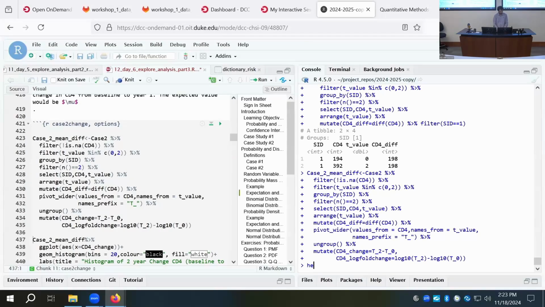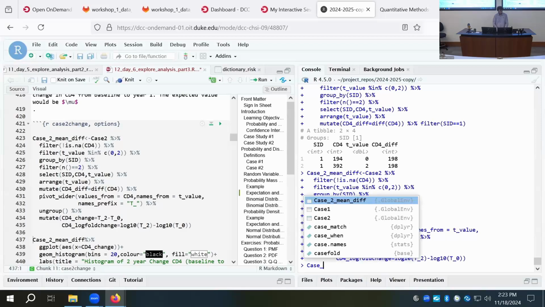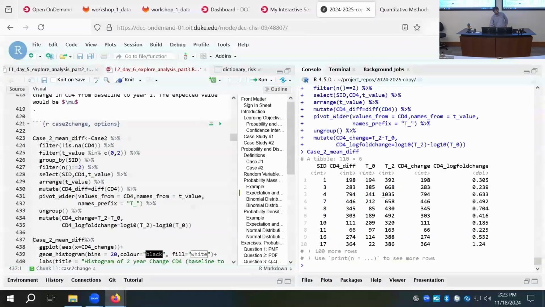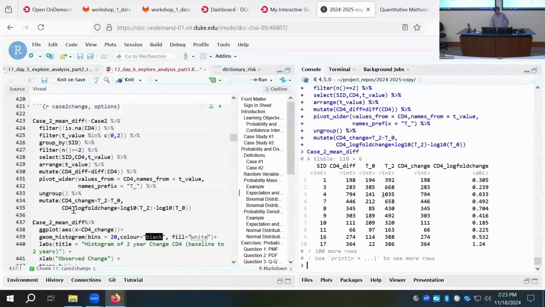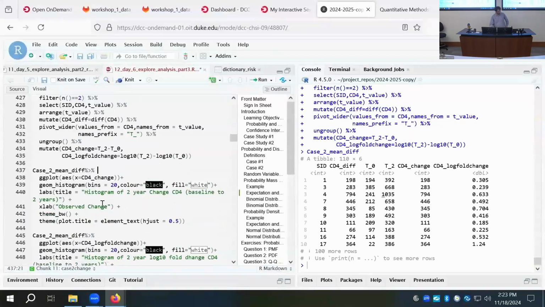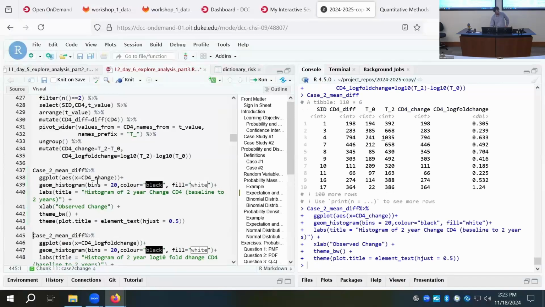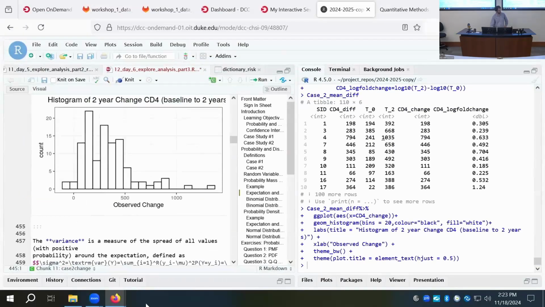So if we look at this, we basically have the difference, then we have the CD4 change, right? The same value, time point 0, time point 2. And then this shows the log fold change, which is sometimes of interest. Okay. And then we can do a histogram of that to see what the observed change looks like. And the idea is we can look at maybe the expectation.